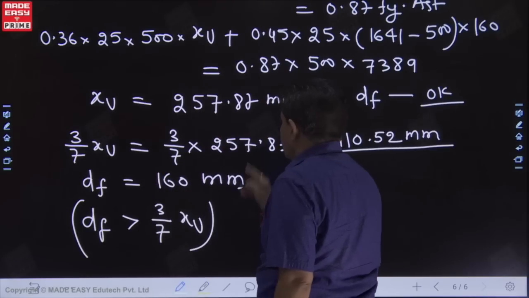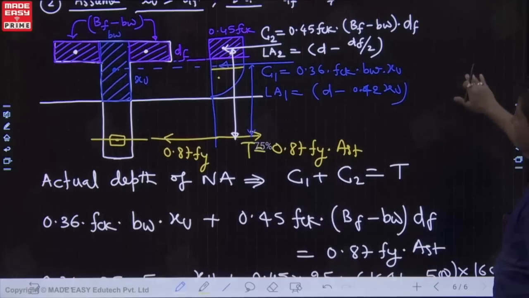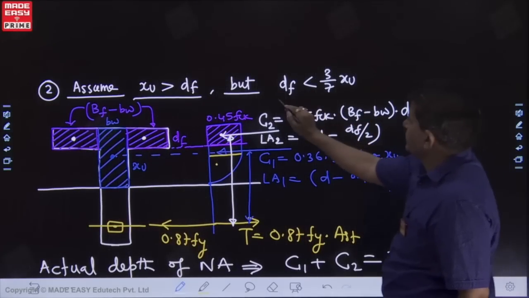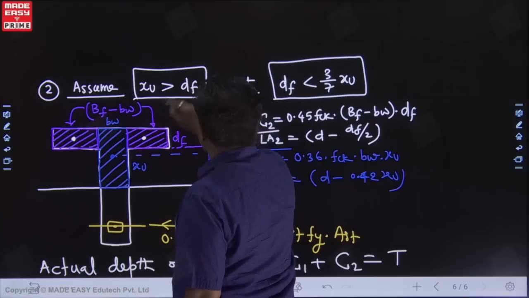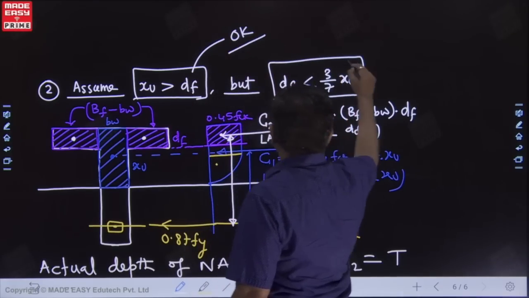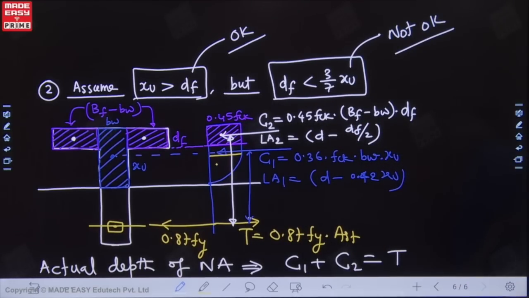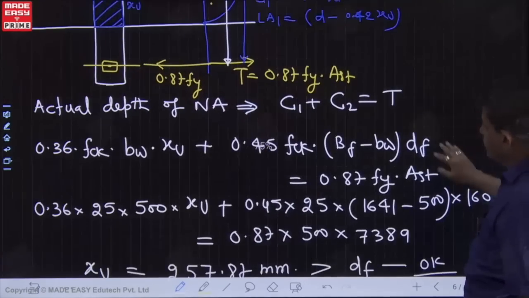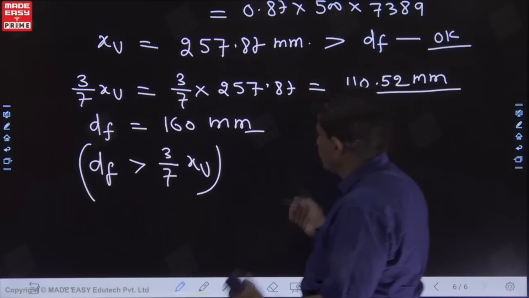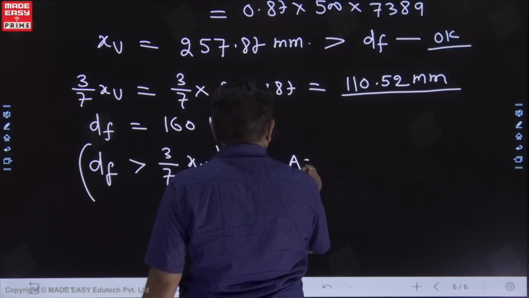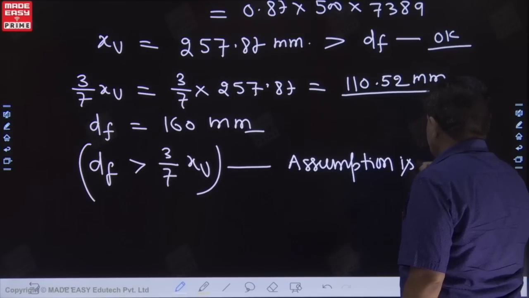What did you write in the assumption? Look at the top. See here, you have written that Df is less than 3 by 7 xu and xu is greater than Df. This is okay, but this is not okay. So your assumption is not correct. Whatever you did here is wrong. That means this formula should not be used. So we can write here that the assumption is not correct.